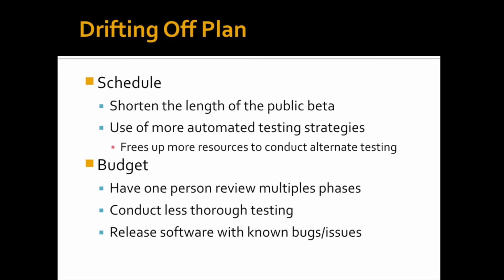If the budget is starting to drift off plan, currently one person on the development team only has to review like one part of the testing phase. You could now have them start reviewing multiple phases. If that's not an option, you could just tell your testers to conduct less thorough testing, or just release the software with known bugs and issues, and hopefully be able to release a patch at a later date.